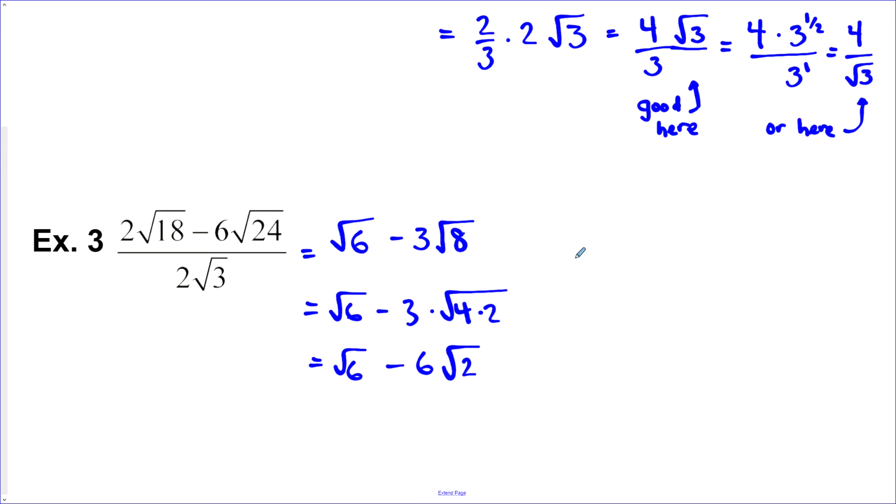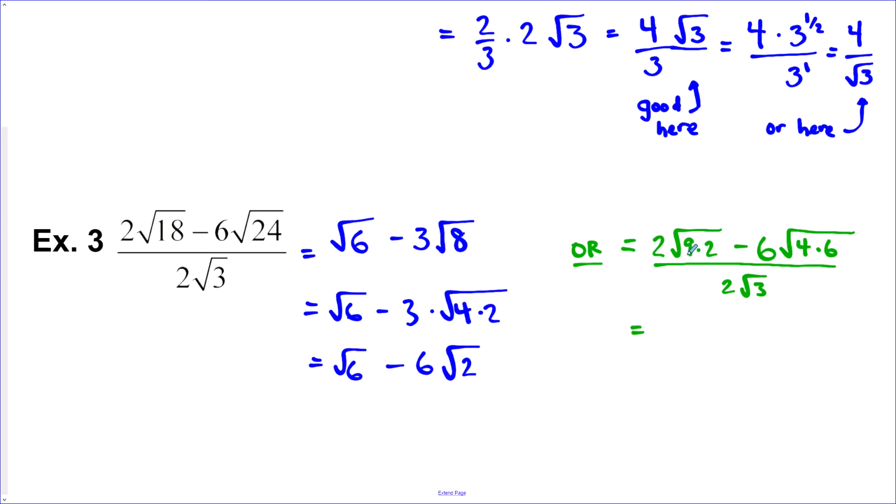What if we simplified first? So I'm going to put an or here. There's a perfect square in 18. There's also a perfect square in 24. So you might be tempted to simplify those out. So the first one, it would be 2, 9 times 2 is 18, minus 6. Perfect square in here is 4. So 4 times 6. In the denominator, there's nothing to simplify.